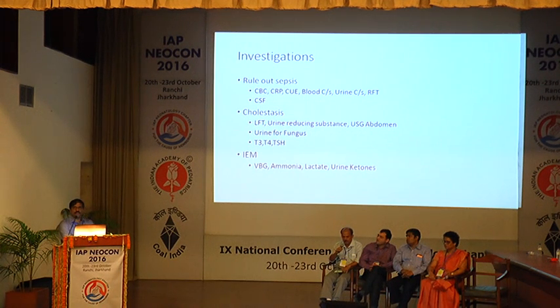So I think we need to do three types of investigation. One is to rule out sepsis. We need to do all this. For cholestasis, we need to do liver functions, and urine reducing substance because galactosemia can cause hypoglycemia. There is jaundice. The baby becomes lethargic.